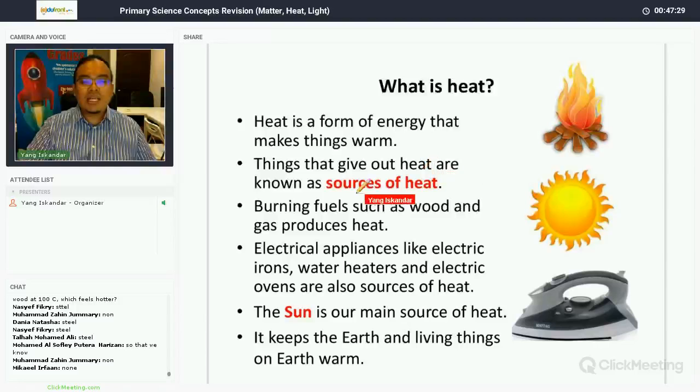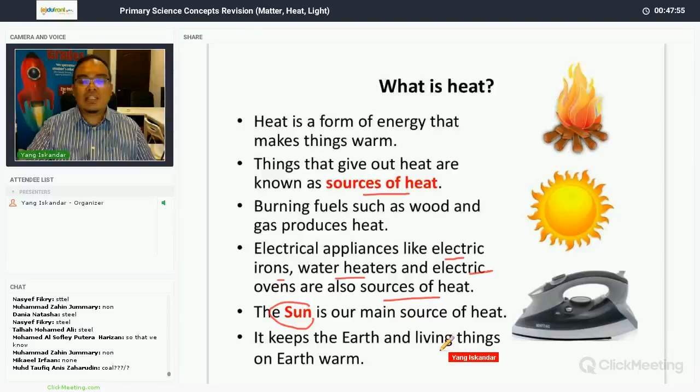So there are things known as sources of heat. Burning fuel such as wood and gas produces heat. The sun produces heat. Electrical appliances such as electrical irons, water heaters and electrical ovens are also sources of heat. And the sun is our main source of heat. Our sun is the main source of heat. It keeps the earth and the living things on earth warm.